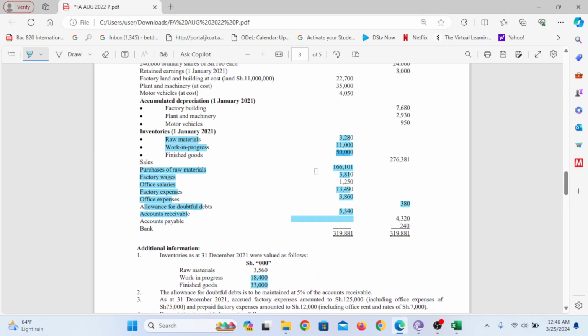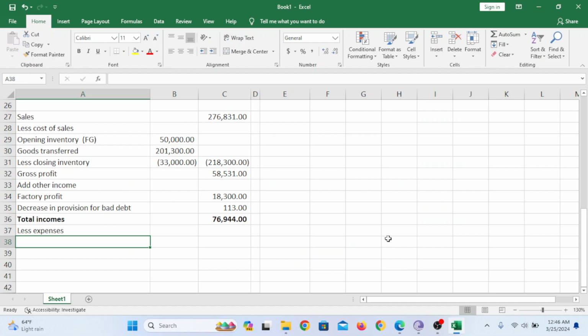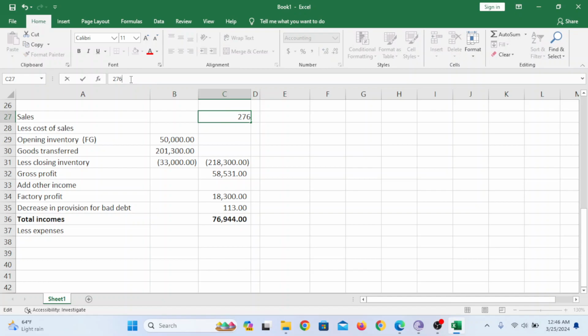So the value of sales is 276,381. We have to begin with the value, so that you don't interchange the values, because if you interchange it will mess up everything. I've done a transpose here.